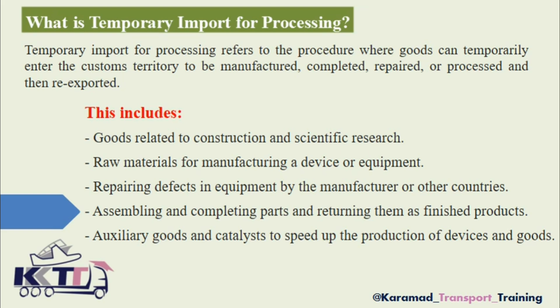Some examples of goods that might be imported for processing into the country include the following: all goods related to construction and scientific research, raw materials that may be imported for manufacturing a device or equipment, fixing defects in a device and repairing it by the manufacturer country, assembling and putting together parts and then returning the assembled device. Auxiliary goods and catalysts used to speed up the manufacturing of devices, and any other similar items that are imported for the purpose of repair or completion and undergo a process. This is called temporary importation for processing.